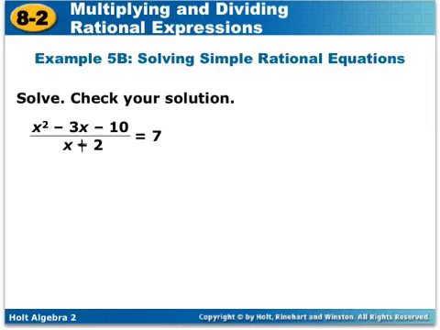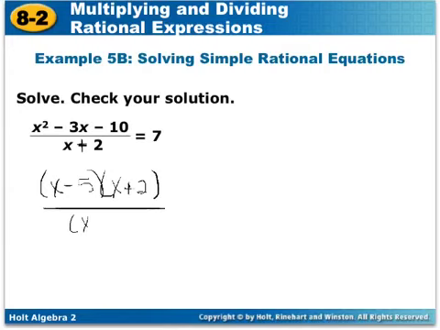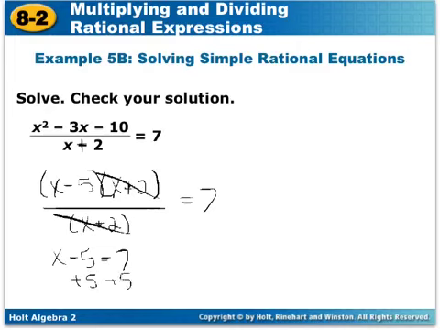First we're going to factor the numerator. X minus 5, x plus 2 over x plus 2 equals 7. These cancel out. I'm left with x minus 5 equals 7. Add 5 to both sides. X equals 12.